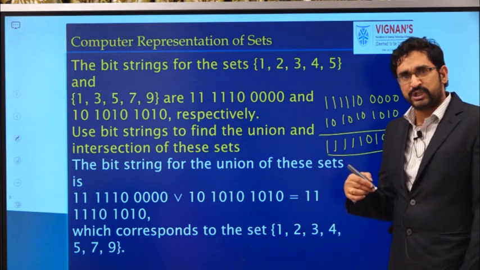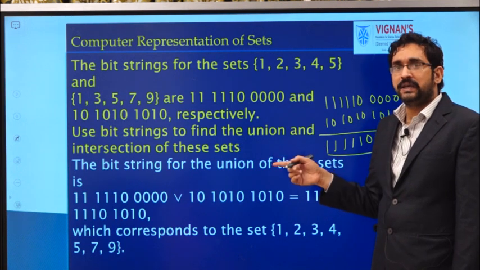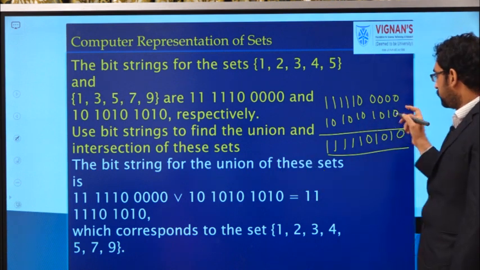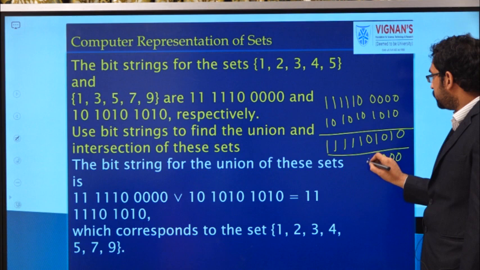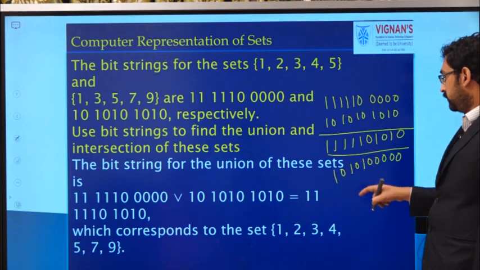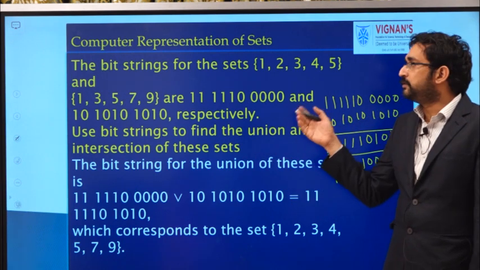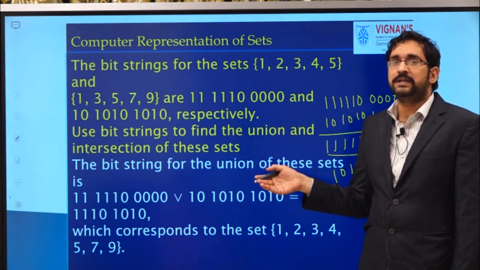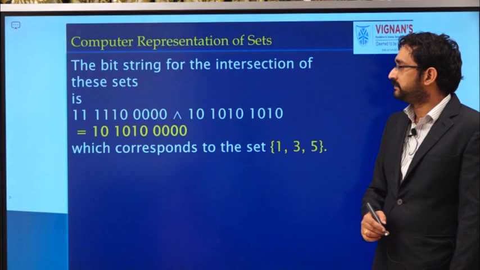If you find the intersection, intersection means when both bits are 1, in that case only it will be 1. If at least one bit is 0, it will be 0. So if you find the intersection for this, 1, 0, 1, 0, 1, 0, 0, 0, 0, 0. So this is the intersection for the given sets. In this way, if two sets are given and they are represented using bit strings, we can find the union and intersection for the given sets.